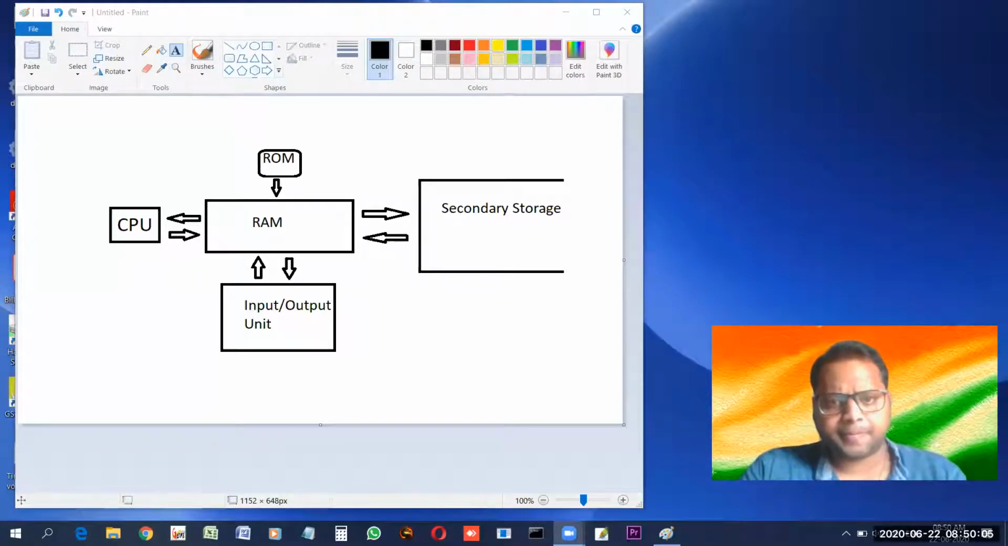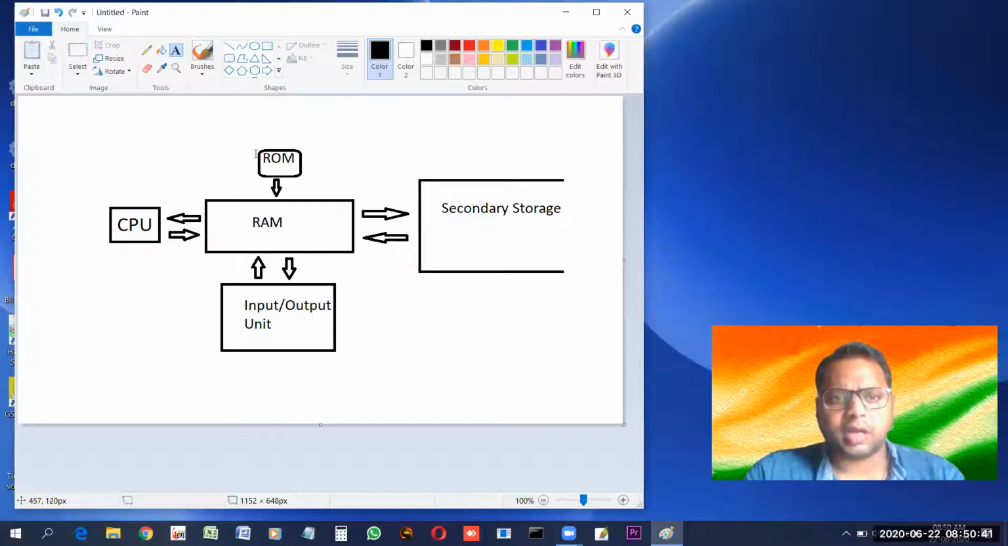Hello students, in our previous part we saw that RAM is directly connected with the CPU and the input output unit, the devices through which we give input to the computer or the devices through which we get output from the computer. These things are collectively known as input output unit, or in short IO unit.